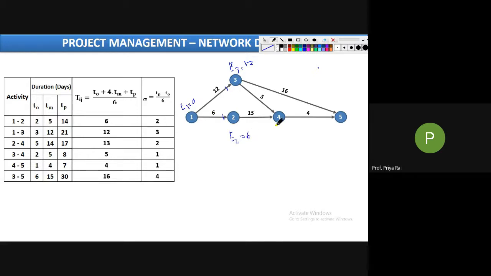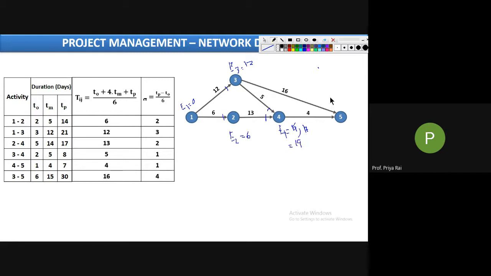Now E4, how many arrows? See, how many arrowheads? 2 arrowheads. Yes, one is coming from 2, one is coming from 3. So there will be 2 values. E4, 19. Yes, when it is coming from 2, it will be E2 plus 13, that is 19. And when it is coming from 3, it is E3 plus 5, which is 17. So we have to take the maximum value, right? For E values, we have to take the maximum, which is 19.